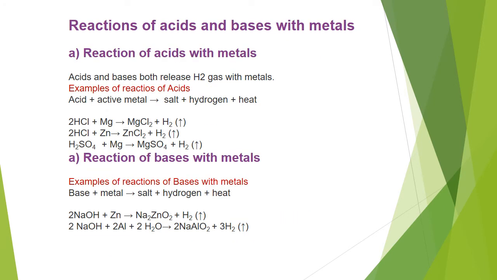Now, reactions of acids and bases with metals. Number one, we will discuss the reaction of acids with metals. Acids release hydrogen gas with metals. For example, hydrochloric acid HCl with magnesium gives magnesium chloride and hydrogen gas. With zinc, it gives zinc chloride and hydrogen gas. Sulfuric acid also releases hydrogen gas. But very less reactive metals like copper and gold do not release hydrogen gas.